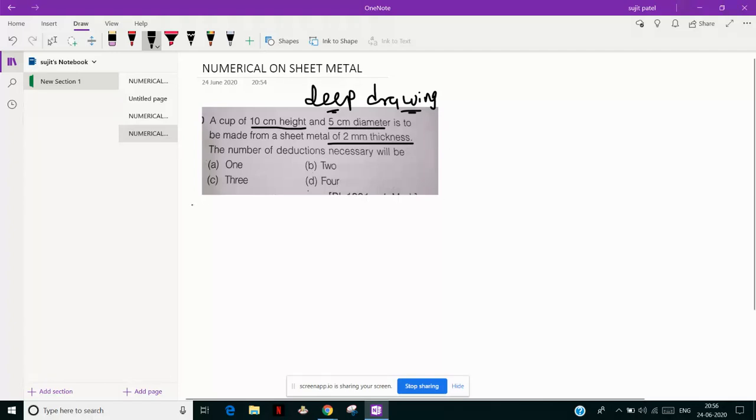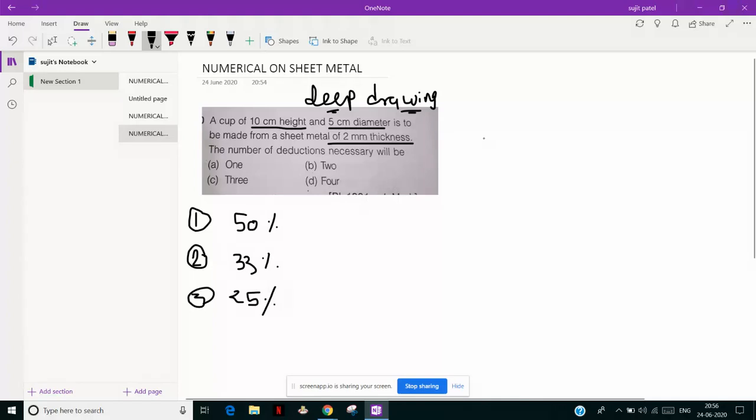So what is the chronology of deep drawing? First you will take a blank, and in the first pass, first deduction, you can reduce maximum 50% of the diameter. Okay. In the second pass you can reduce 33%, and in the third pass 25%. Okay, this is the basic order of decreasing the diameter.